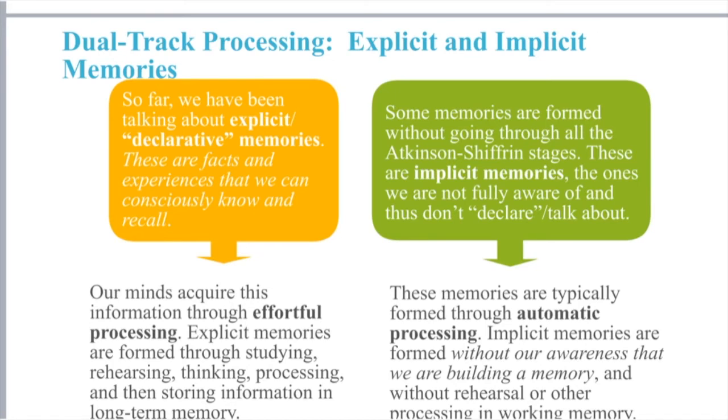So far, we've talked about effortful processing and automatic processing. Generally speaking, explicit memories, which are also referred to as declarative memories, are facts and experiences that we can consciously know and recall, right? Our minds acquire this information through effortful processing. And we know that explicit memories are formed through studying, rehearsing, thinking, processing, and then storing the information in long-term memory. You have to know the difference between effortful processing and automatic processing.